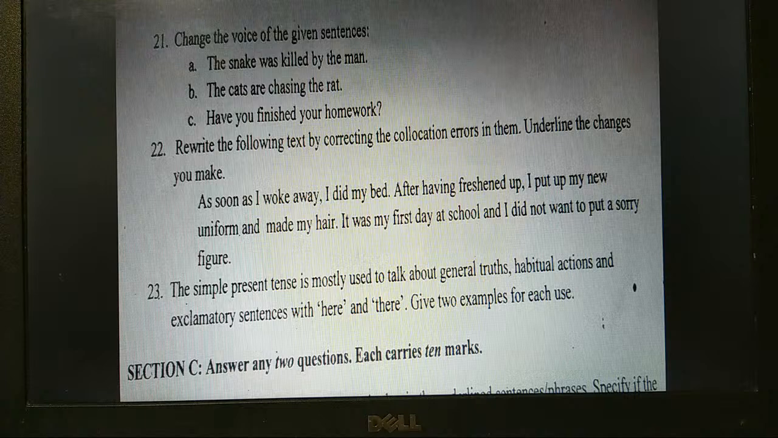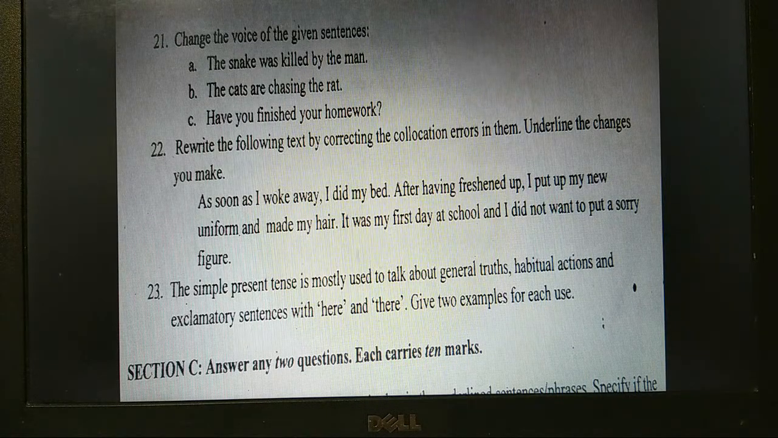Rewrite the following text by correcting the collocation errors in them. Underline the changes you make. Okay, so there are some wrong collocations, which refers to wrong usages, wrong words used, right? So maybe some wrong words, some wrong phrases, phrasal verbs, etc. used in the given text. We have to correct it. So let us look at that. So what you have to do is underline the changes you make.